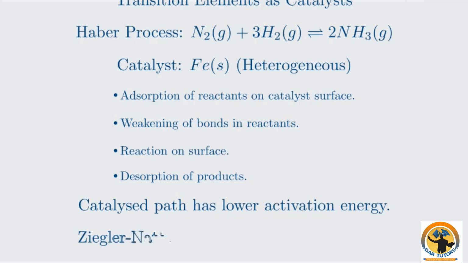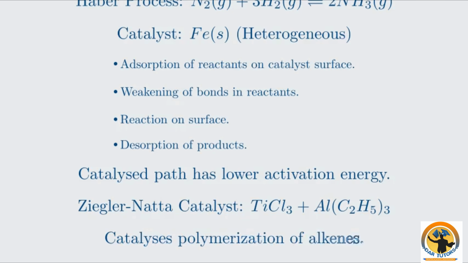Another crucial example is the Ziegler-Natta catalyst, a transition metal complex of titanium and aluminum alkyls, used in the polymerization of ethene. It allows for stereoregular polymer synthesis at much lower temperatures and pressures.